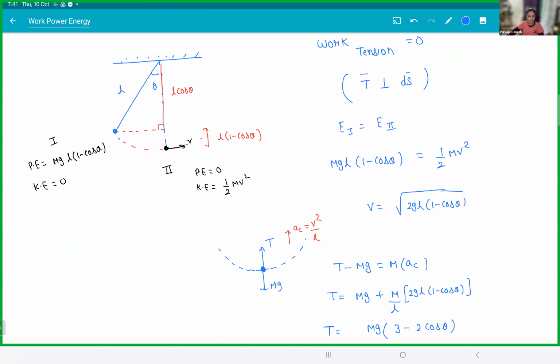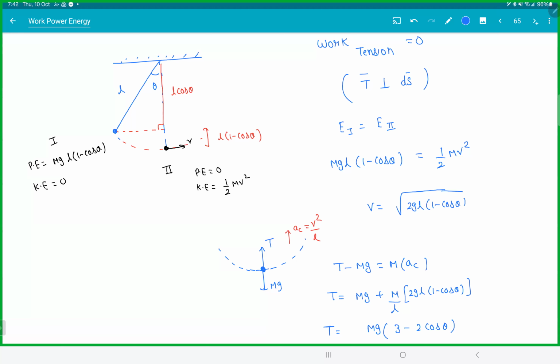Sir, if we use the work done by all forces equal to kinetic energy, if we use that, then what? Then mg also has to be included. Then you have to take work done by mg also in that external force. Now mg is an external force, na? Sir, in that, what will be the reference?